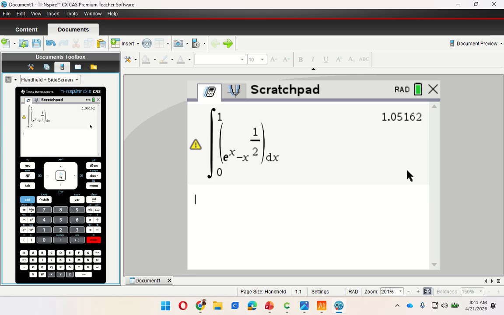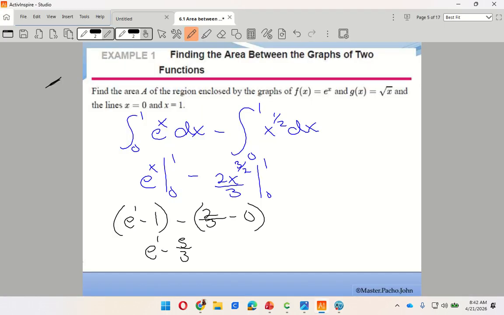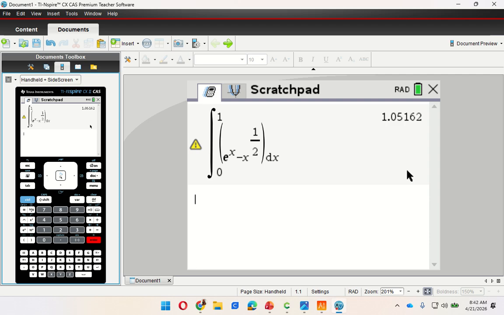Will my calculator do everything for me? It does everything, and I keep trying to encourage you guys to use the calculator as often as possible, but you got to get used to this. So, let's see. E to the first minus 5/3.